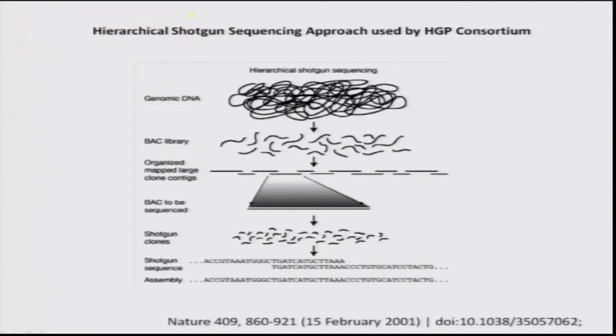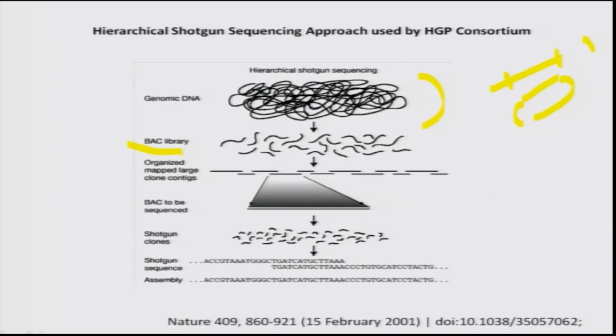Let us look into the two different approaches people have used. The Human Genome Consortium used an approach called hierarchical shotgun sequencing. Basically, they isolated the genomic DNA, and then the DNA was digested with restriction enzyme, and the fragments were cloned into vectors called BAC, which stands for bacterial artificial chromosome. So, they created a library, meaning the bacterium has different segments of the human genome in different cells, right.